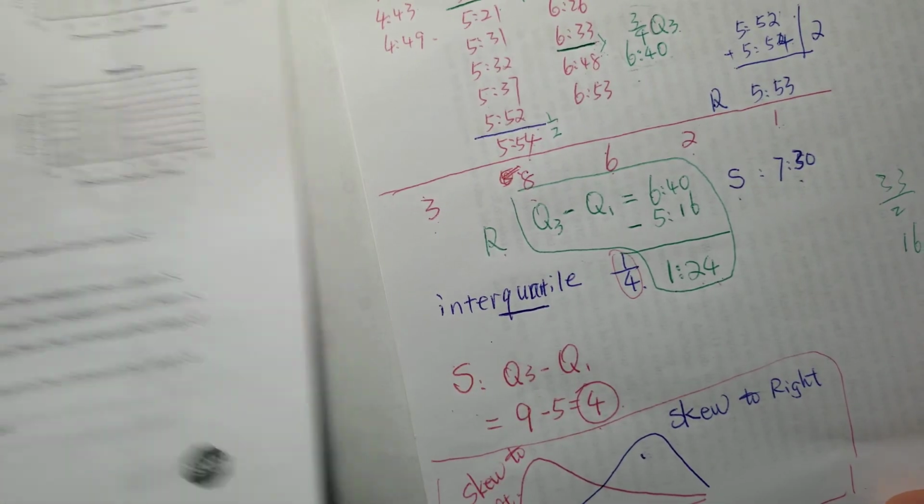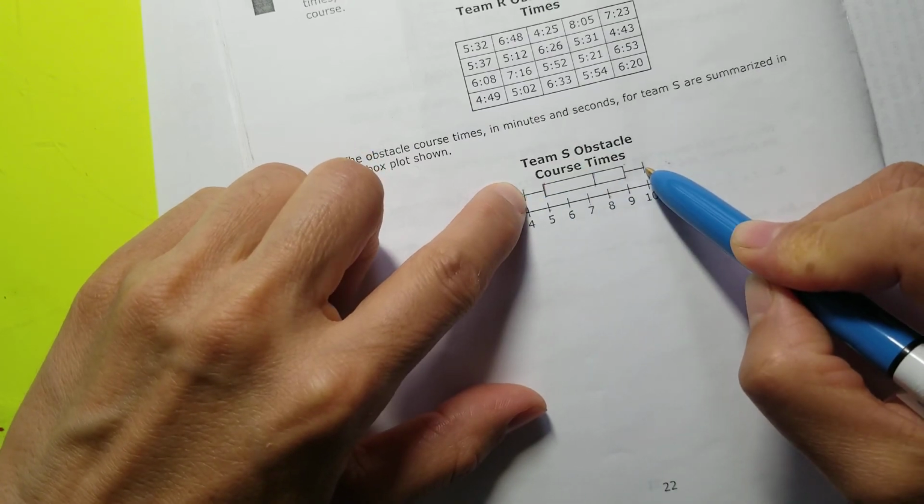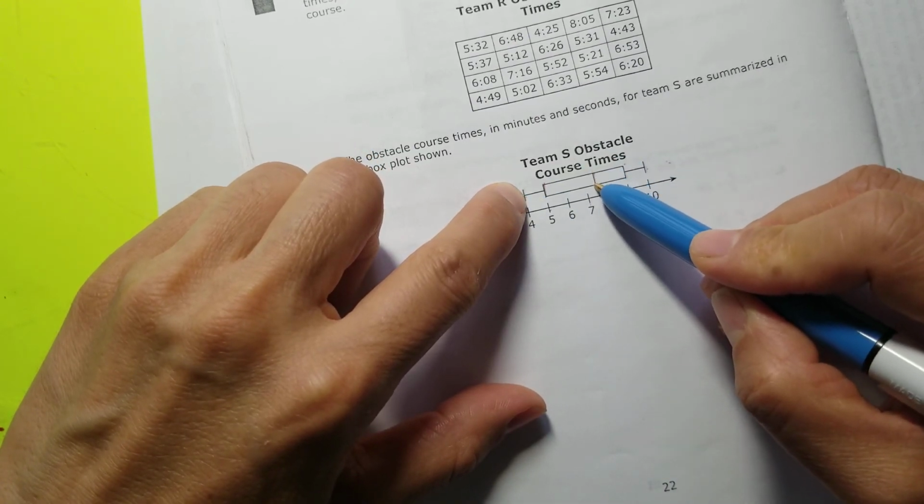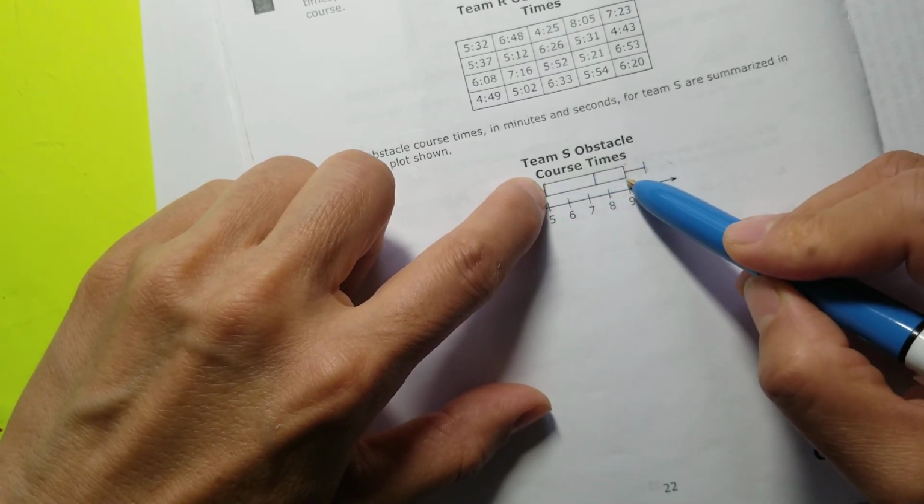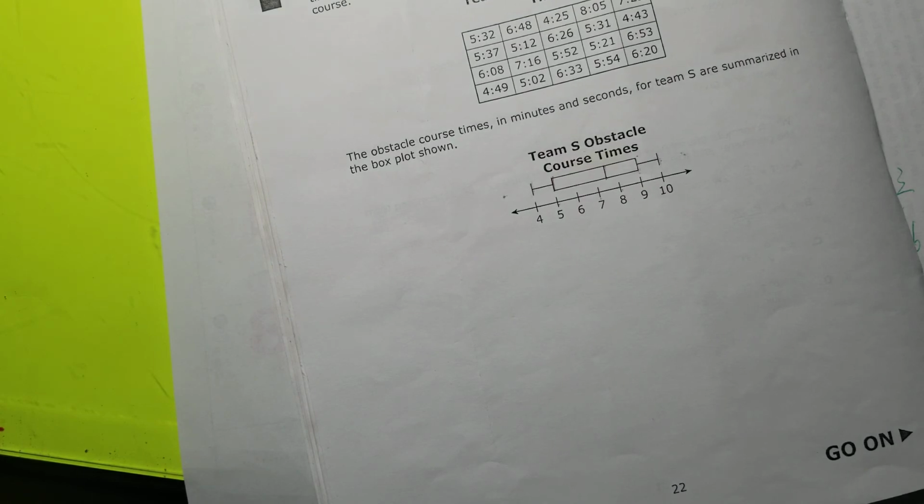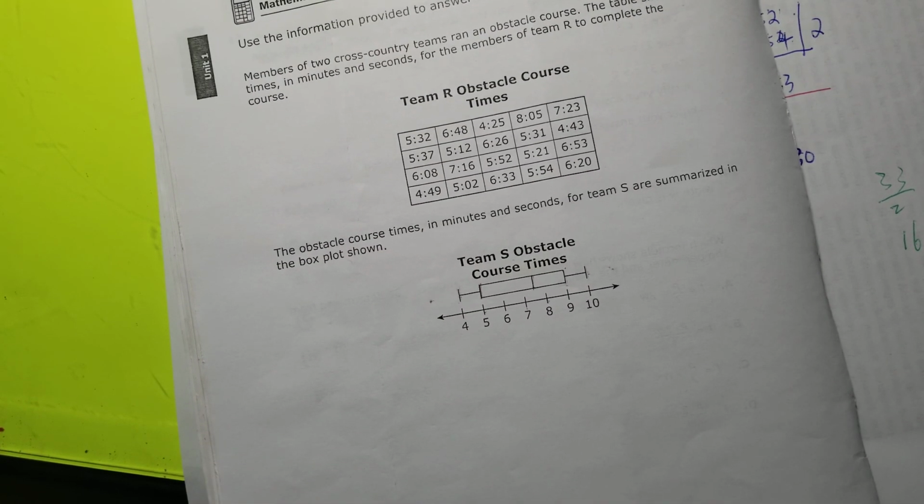So back to the box plot. Minimum, maximum. This line represents the median. That's your Q1. That's your Q3. This is how you're going to read the box plot. Okay, this is all about part B for number 15.